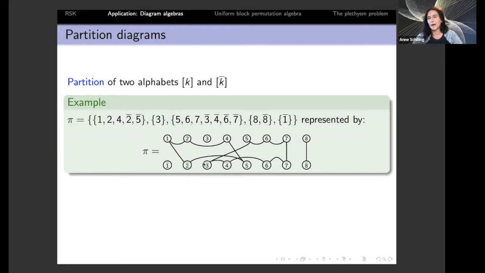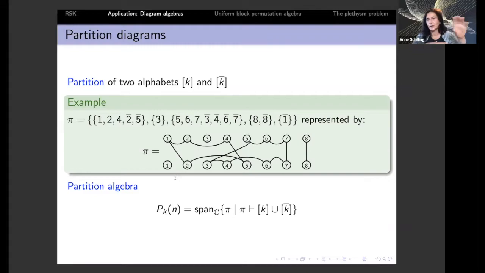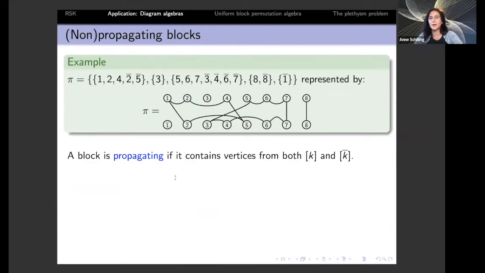And for me, it doesn't really matter how you connect them for right now. It just matters that they are connected by lines. So here 1, 2, 4, and then this 5 bar and 2 bar are all connected, and that indicates that they are in the same block. And the same for the other ones. The partition algebra itself is the span of these diagrams or partitions. And you can multiply them by stacking them on top of each other and then tracing what the connected components are. I will go into that in more detail a little later, but for right now, the precise way of how you multiply is not that relevant.